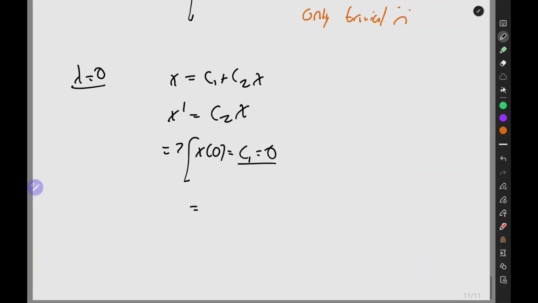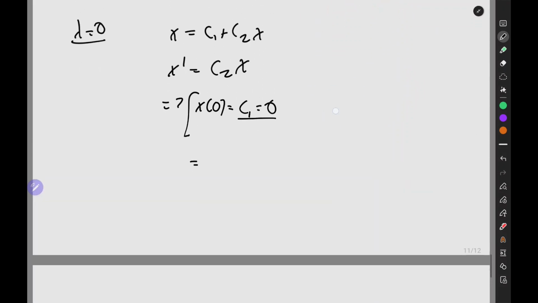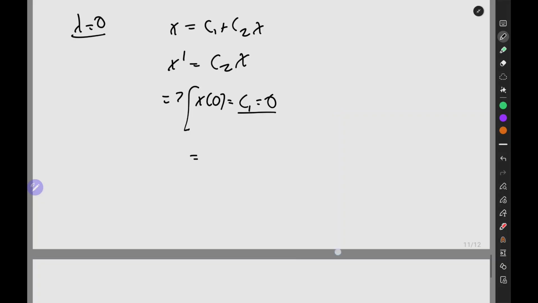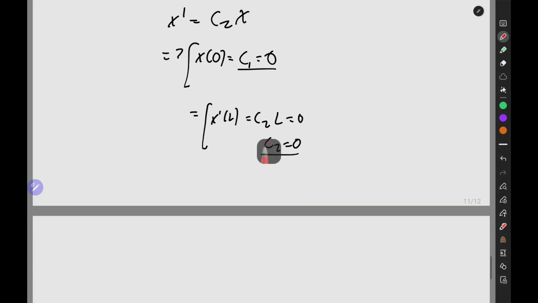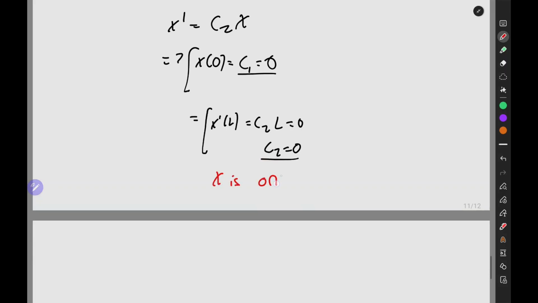Okay. This one. Where was I? X prime of L. This is just going to be C2 equals 0. Well, because C2 times L equals 0, C2 equals 0. X is only trivial.